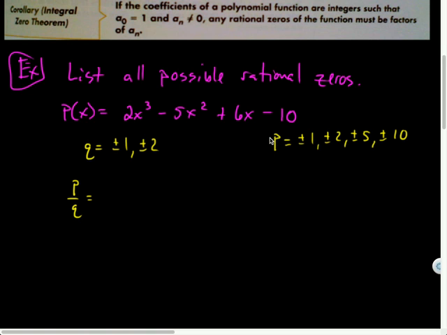So let's consider the denominator of 1 first. So I could have plus or minus 1 over 1, which is 1.